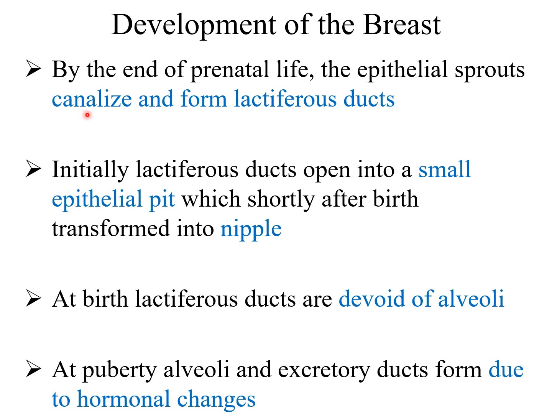As I have told you, initially when the ductal system is formed, there is a closed duct, and as development takes place, the cells present in the lumen of the ducts die through the process of apoptosis, and canals are formed. So by the end of prenatal life, these epithelial sprouts become canalized and form lactiferous ducts. Initially, lactiferous ducts open into a small epithelial pit, which shortly after birth transforms into a nipple. So many small pits are present at the nipple for the drainage of lactiferous ducts, which finally become the nipple.